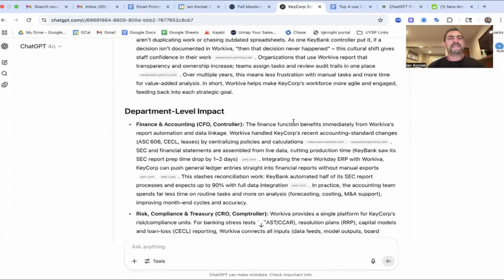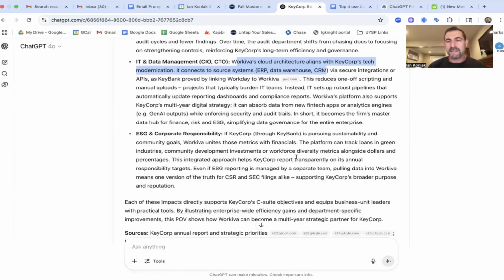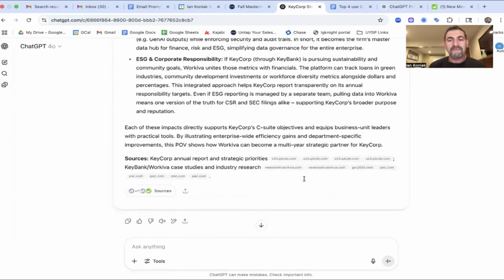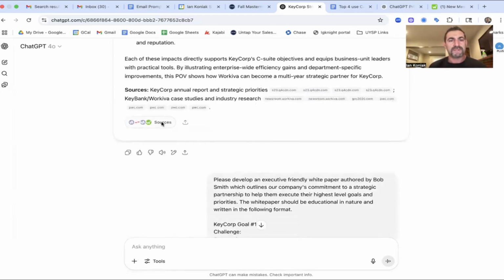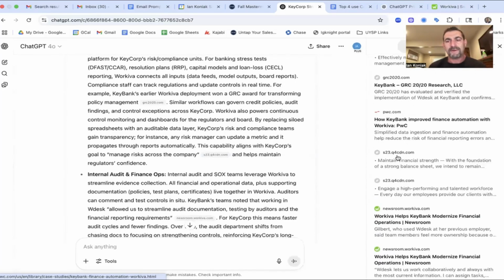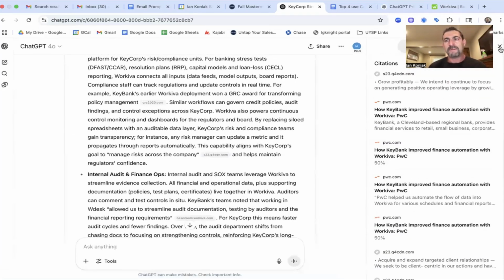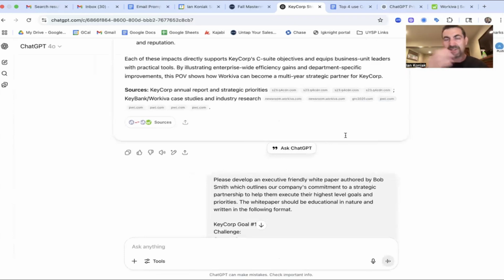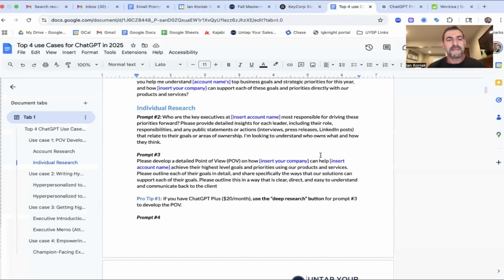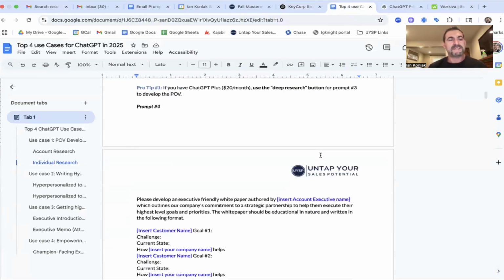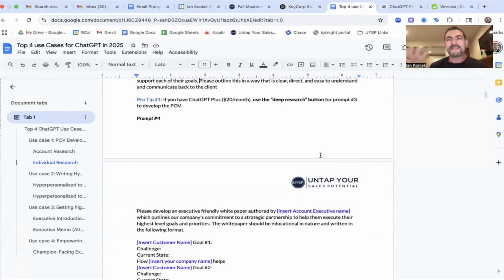So this point of view goes through each department. It's really detailed. There's a ton of articles. If you want to see the articles, you can look at the sources button and you can see every article and read through at your own leisure. But the key with ChatGPT research is that it's pulling it for you. And then the final use case is how we get to message this thing, right? I like to use a white paper.